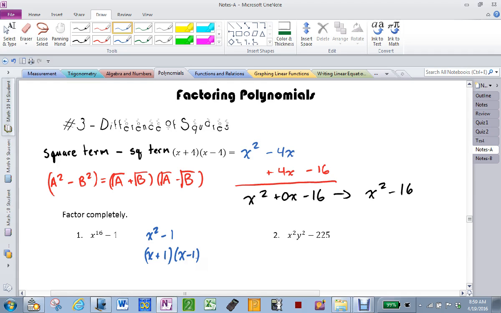Everyone's cool, right? Okay, so now you need to apply your exponent laws to this problem. Is x to the 16th a perfect square?